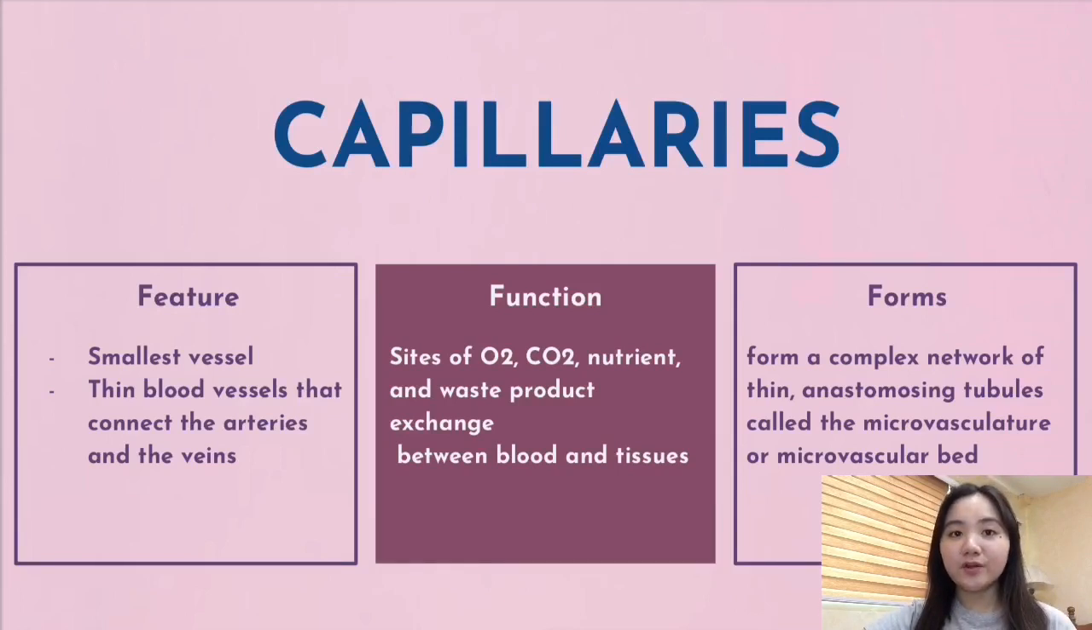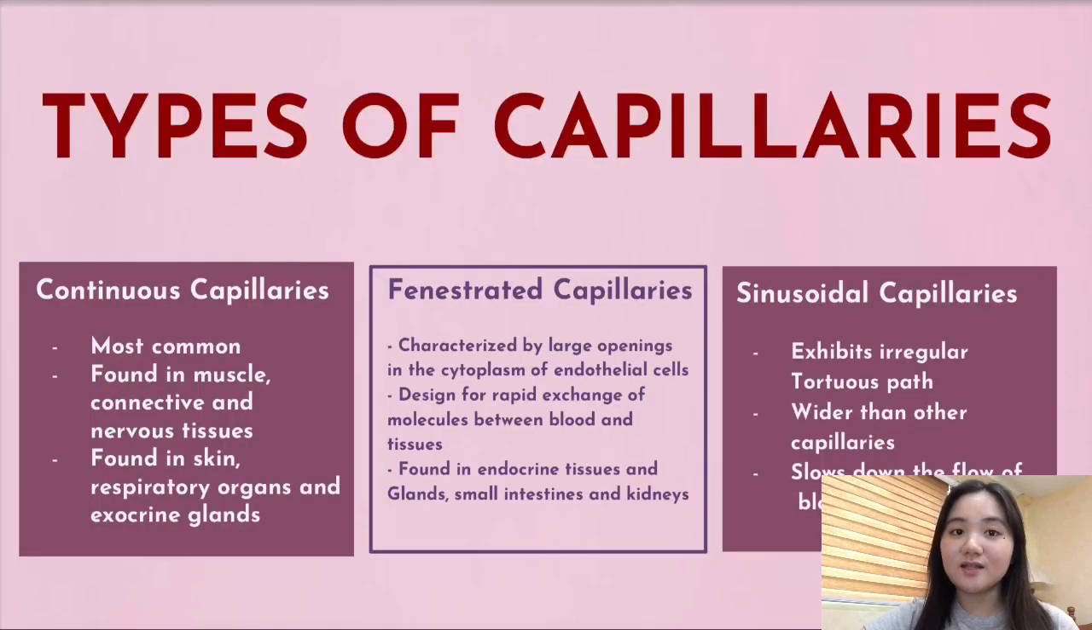This is where exchange of oxygen, carbon dioxide, nutrients, and waste occurs between blood and tissues. In other words, these are small and thin blood vessels that connect arteries and veins. The capillaries form a complex network of thin, anastomosing tubules called the microvasculature or microvascular bed. Their thin walls allow oxygen, nutrients, carbon dioxide, and waste products to pass to and from the tissue cells. There are three types of capillaries, and they are continuous, fenestrated, and sinusoidal.